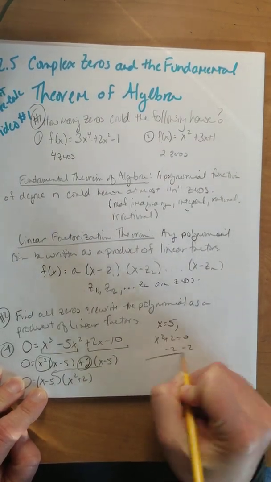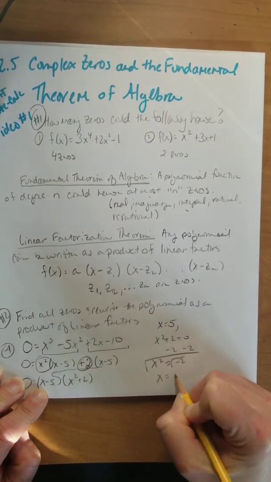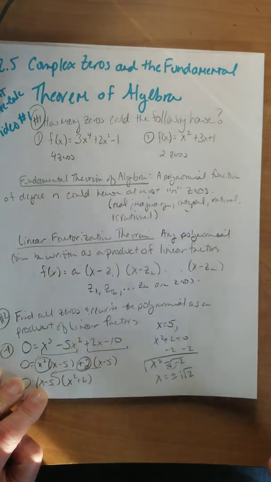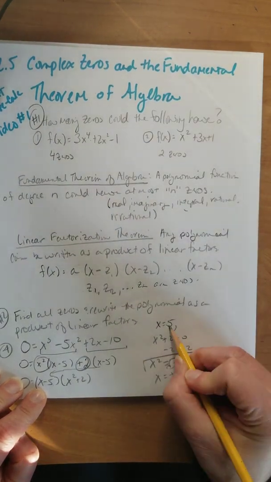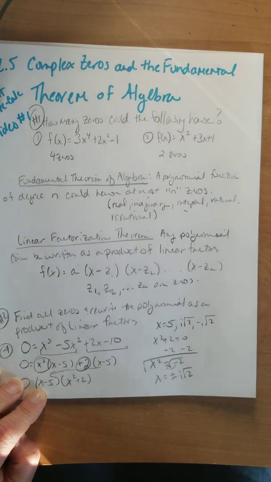Then the next thing is that I'd have to solve x squared plus 2 equals 0. Well, I'm going to subtract 2, so x squared is going to equal negative 2. Take the square root. x is going to equal plus or minus, all right, we're going to take an imaginary out, plus or minus i times the square root of 2. So my zeros would be 5, and then i times the square root of 2, and negative i times the square root of 2.